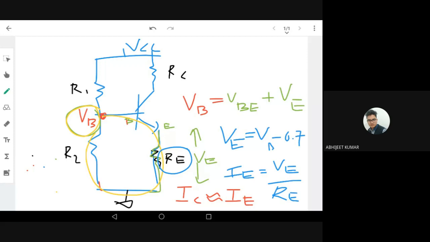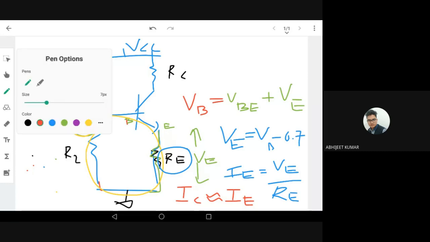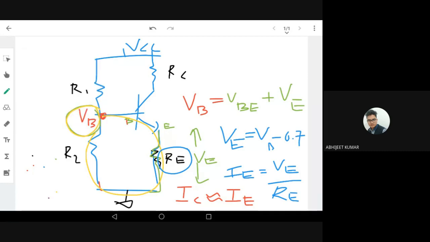Now we got IC. Now again, we have to calculate VCE. How to calculate VCE? VCE is nothing but VCC minus ICRC minus IERE. So there are two resistances: RC is there, RE is also there.